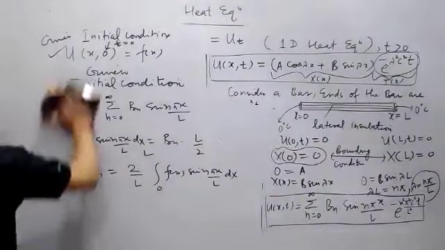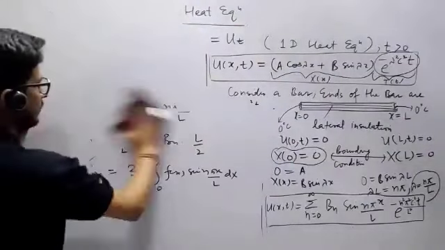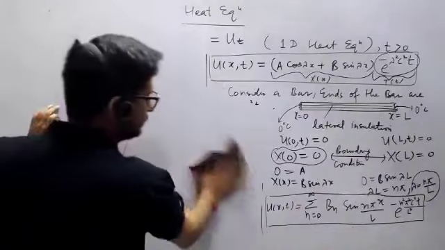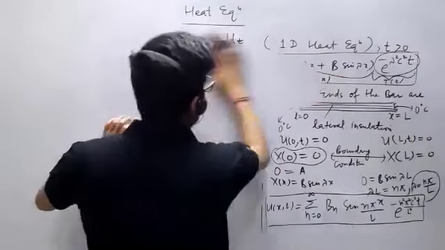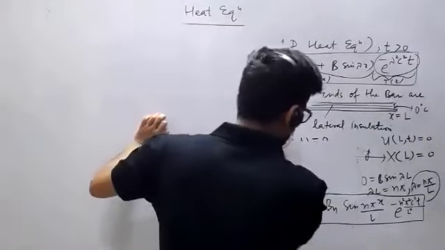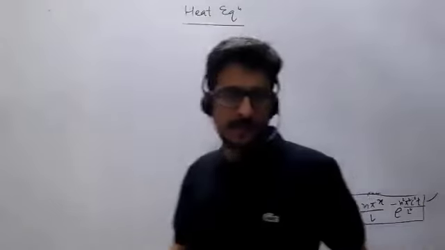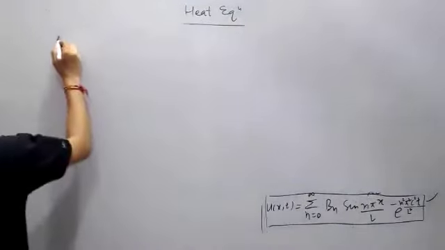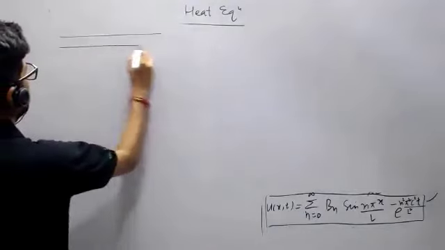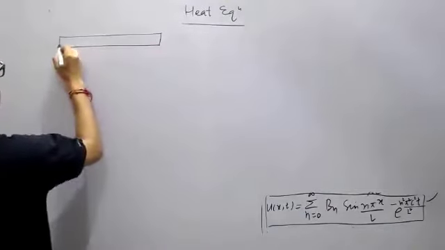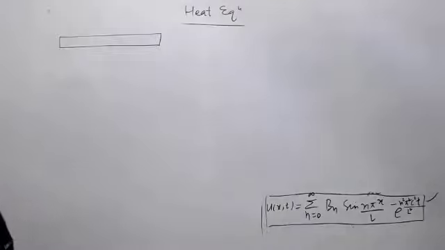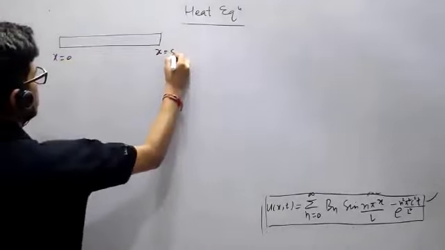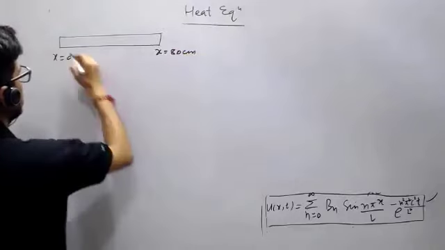So let me take a question then. This was the derivation of the topic. So let me take a question. This is not required. Now only this is required. So the question is like this. You have a bar like this. This is x is equal to 0. This is x is equal to 80 centimeter.